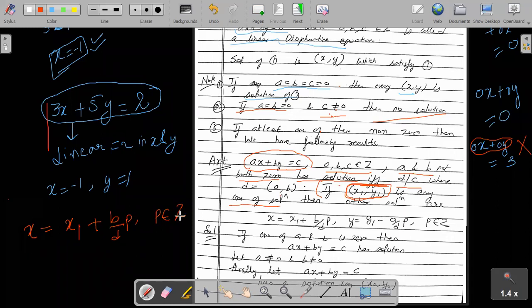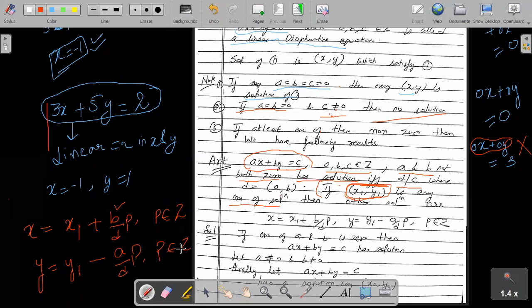So x is equal to x1 plus b by d. What was d? GCD of A and B. So x is equal to x1 plus b by d into p, where p belongs to Z, and y is equal to y1, here minus will come. See, with x the second term will be b, and with y, a will come with a minus sign: a by d into p, where p belongs to Z.